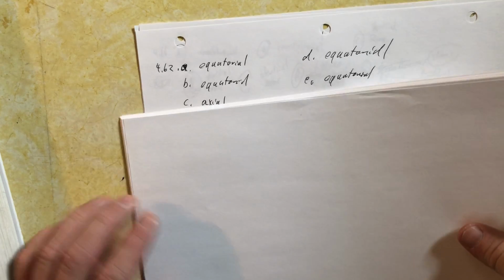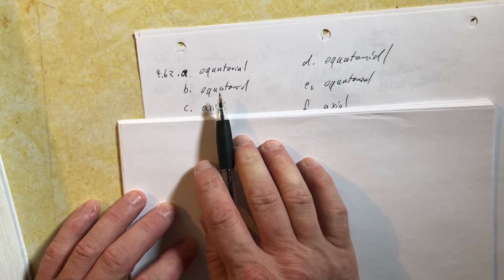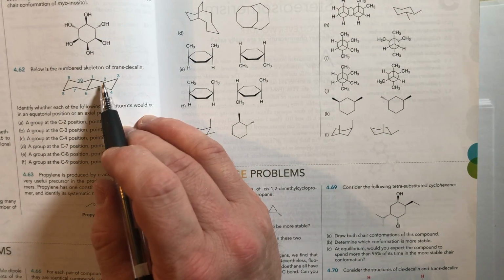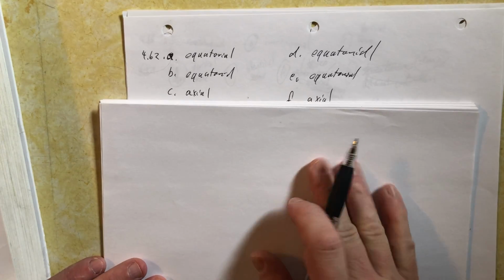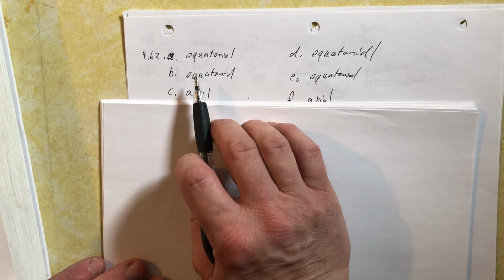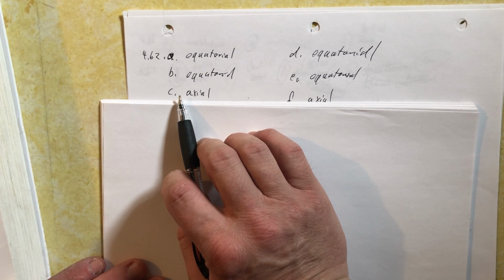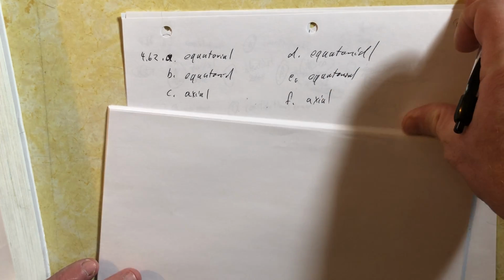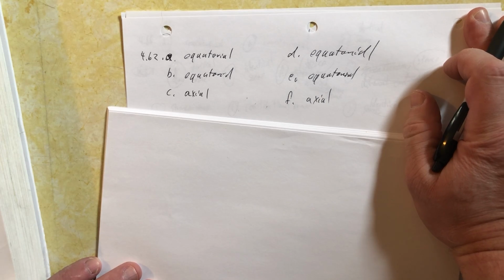See what else I have here. I will let you check the answers on 462. You probably didn't have any trouble with this one. But for A, you have to go through these and figure out which ones are which position. So at the C2 position, if it's up or it's axial, what do you have? You have to identify if it's equatorial or axial. I double checked these, but for A, I have equatorial. B, I had equatorial. C, I had axial. D, I had equatorial. E, equatorial, and F, axial. So if you have a different answer on one of those, let me know.